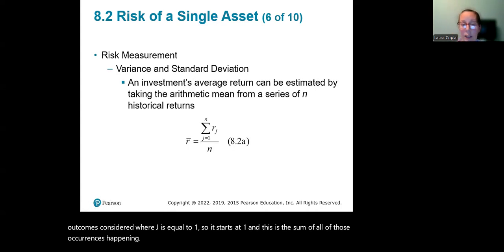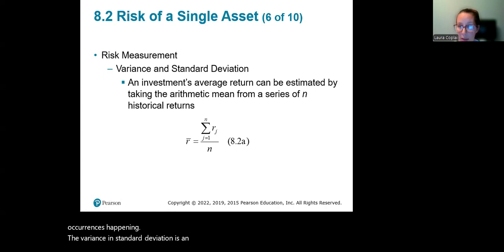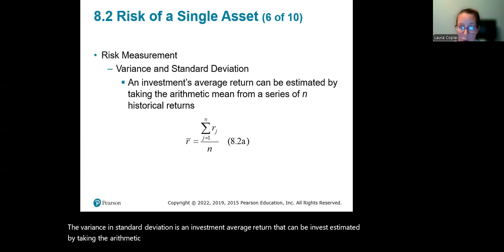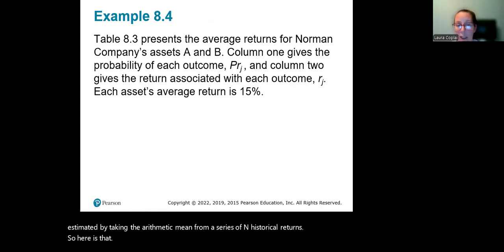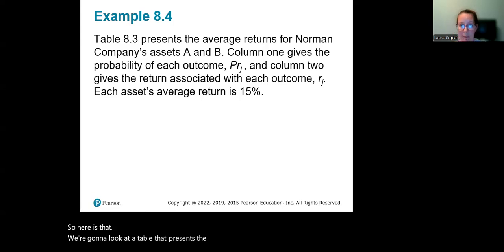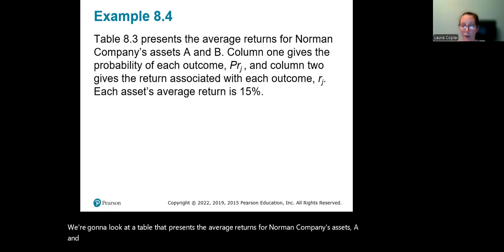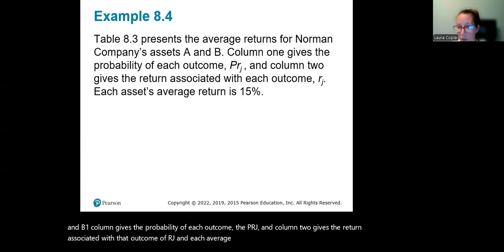The variance and standard deviation: an investment's average return can be estimated by taking the arithmetic mean from a series of n historical returns. So here is that equation. We're going to look at a table that presents the average returns for Norman Company's assets A and B. One column gives the probability of each outcome, the Pr_j, and column 2 gives the return associated with that outcome, R_j. And each average return is about 15%.